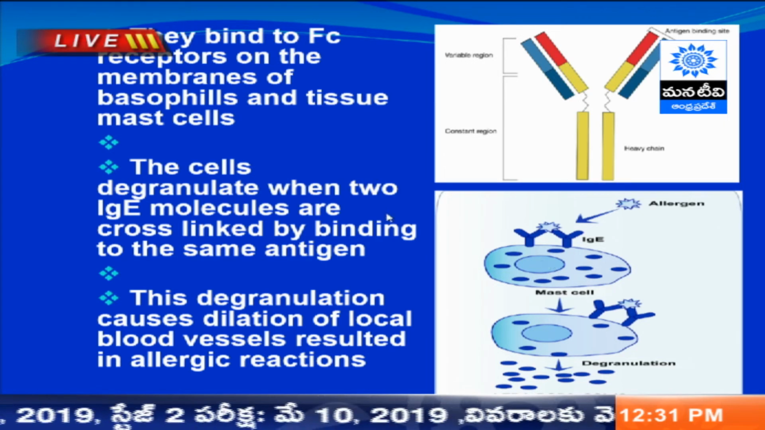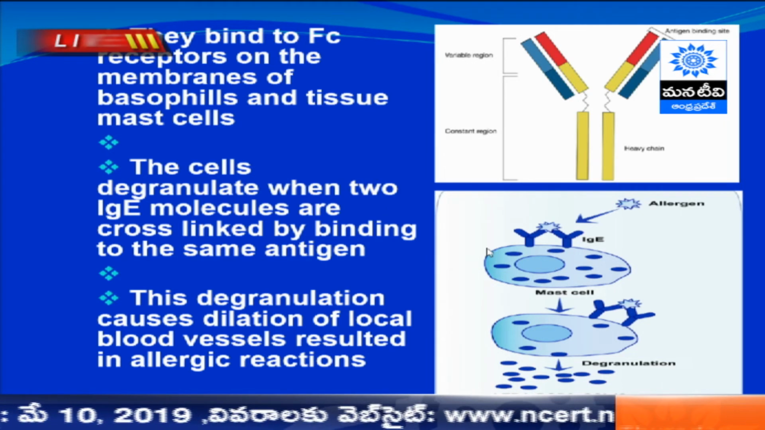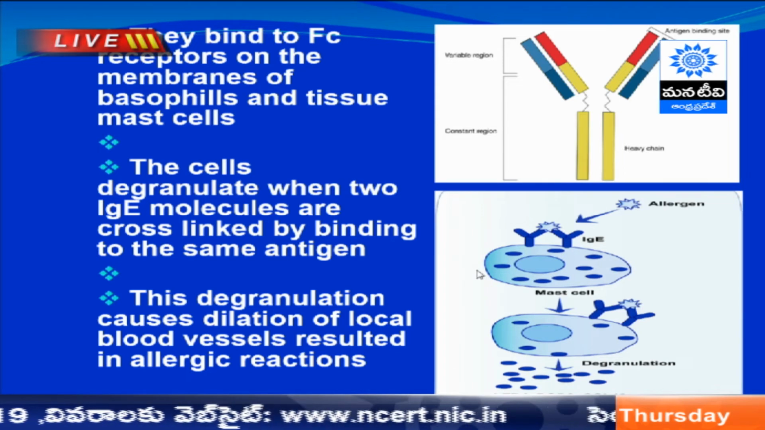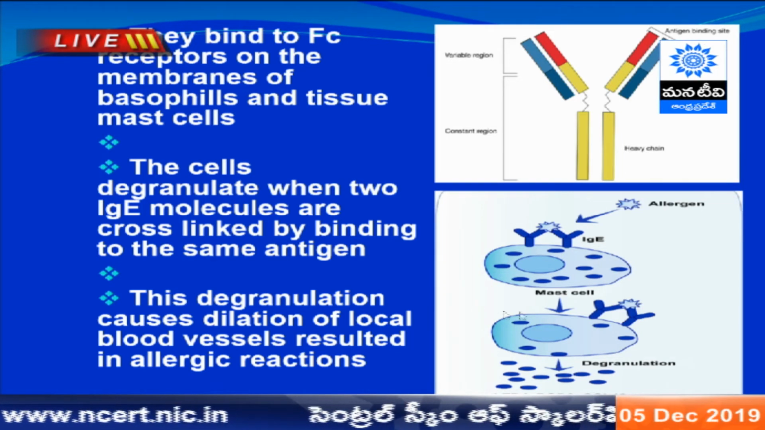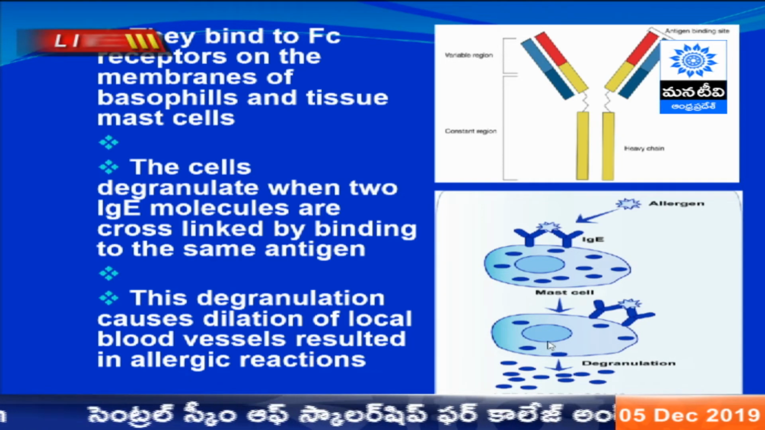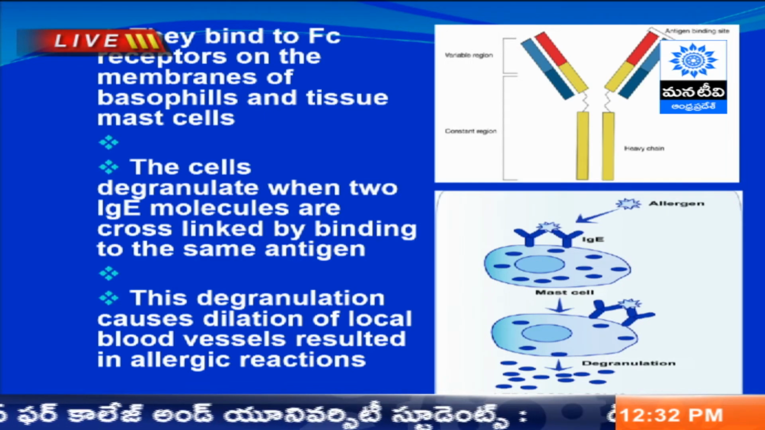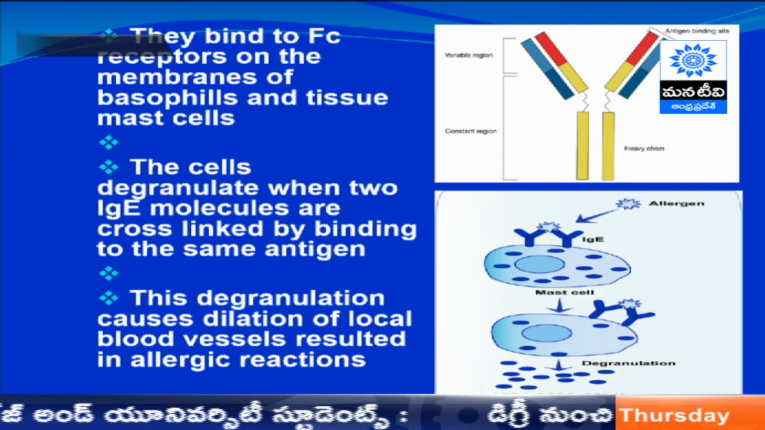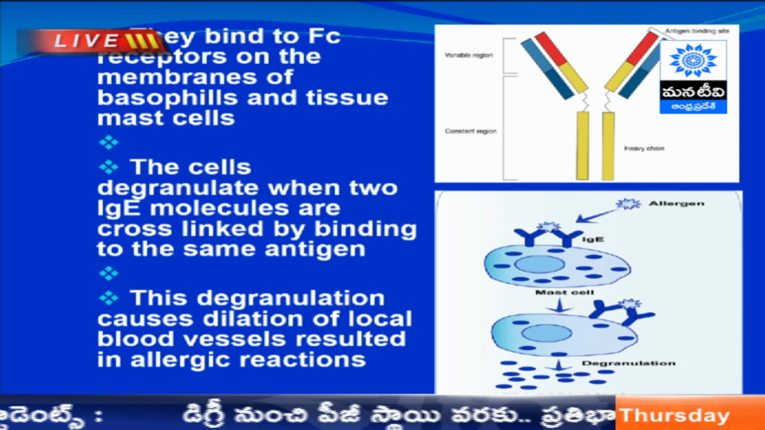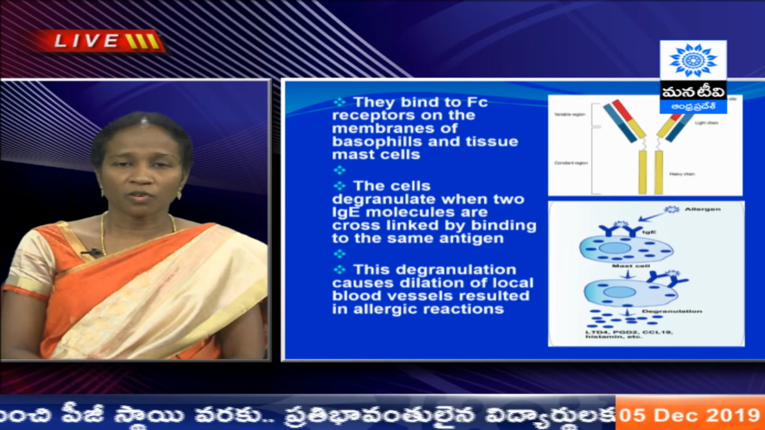The cells degranulate when 2 IgE molecules are cross-linked by binding to the same antigen. The vasodilation of the blood vessels will take place, resulting in the production of different products such as heparin; vasodilated products are released.